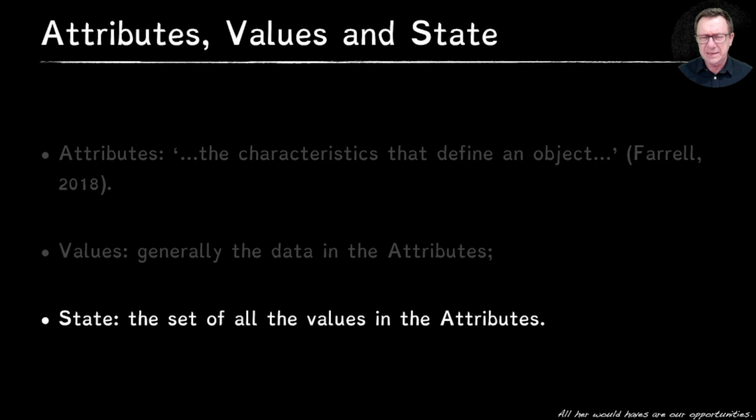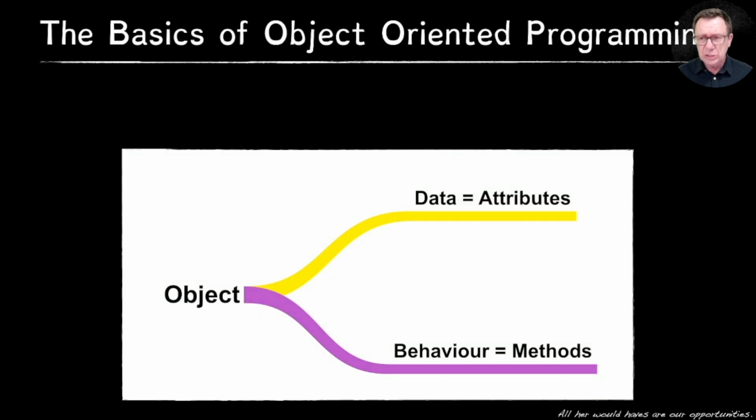And then state. State is the set of all the values in the attributes. And when you think about that, it's how we think already. What's the state of the game? What's the state of the situation? These are things that we ask, and what we're really saying is, what are the values in the attributes surrounding whatever it is. In my examples, I've used things like football matches and football stadiums. What's the state of the stadium? Full, it's at capacity.